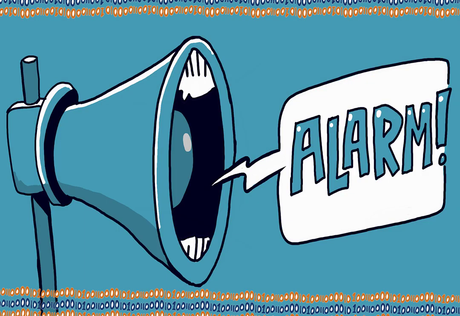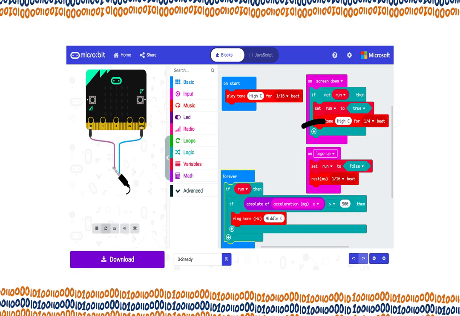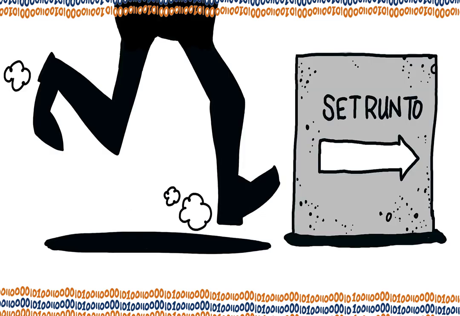Now, it's going to be very annoying if you set off the alarm and have to fiddle around with the switch on the battery pack to turn the switch off. So let's make further use of that Boolean variable that we added earlier. Using the onLogoUp event handler from the input palette, we can sense when you make a stop gesture with your hand. Slot into this a setRun2 from the variables palette and join it with a false from the logic palette.